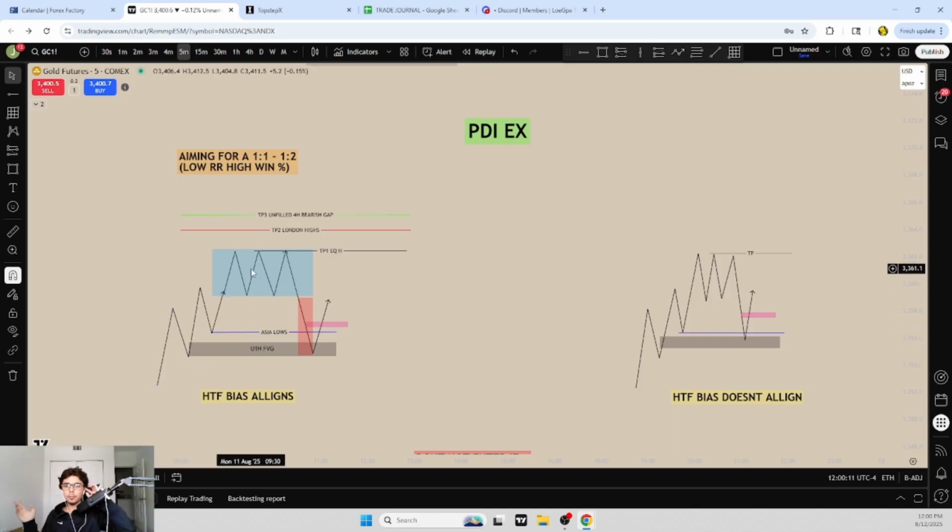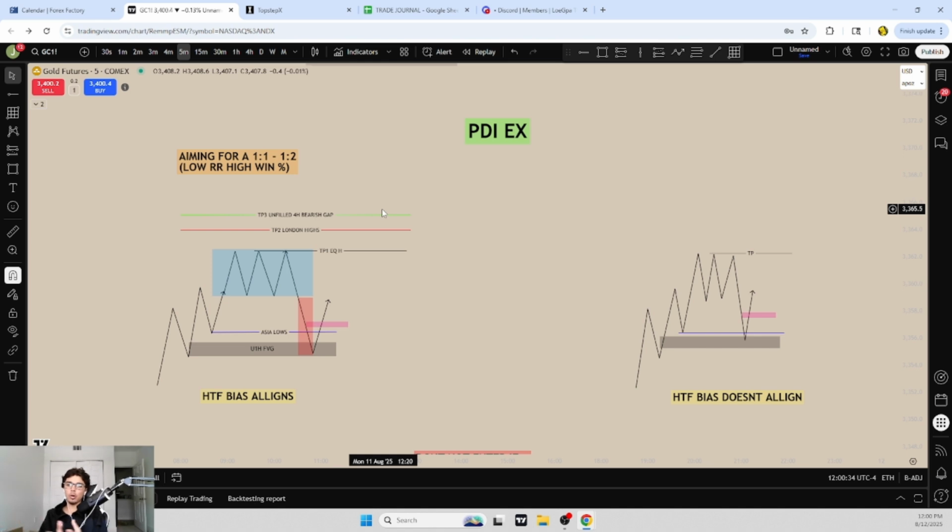So what do we want? What do we want to see? Multiple take profits get hit. TP1 is going to be these equal highs, right? TP2 could be London highs, right? Whatever else is above us, sell side or buy side liquidity, whatever. And TP3, unfilled 4-hour bearish fair value gap, right? So we can have multiple take profits if our high time frame bias aligns.